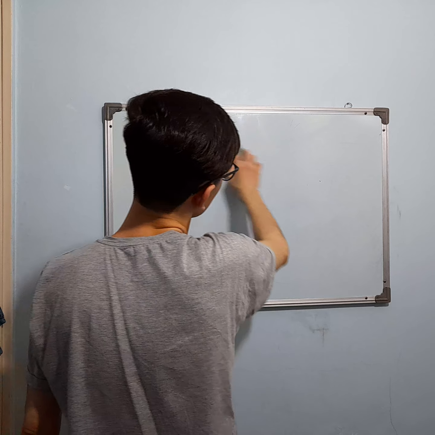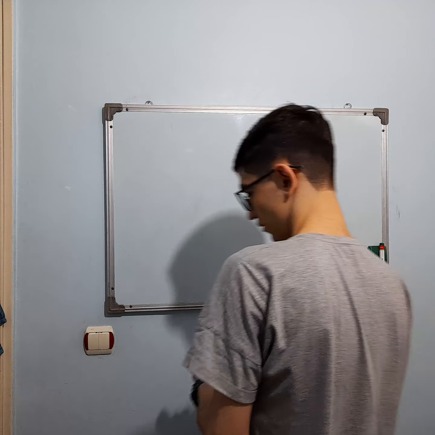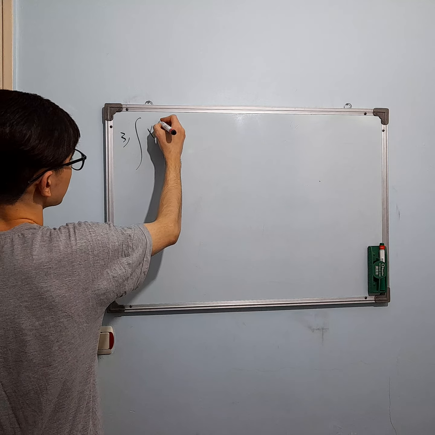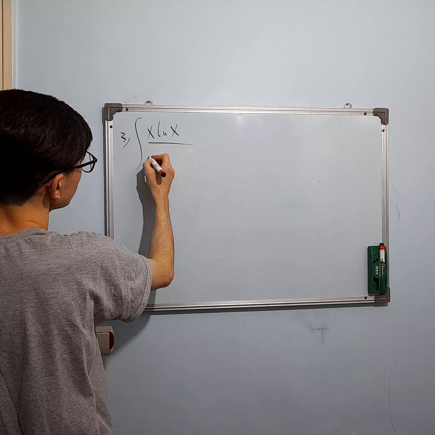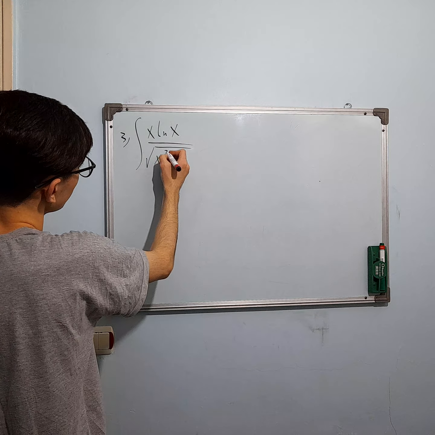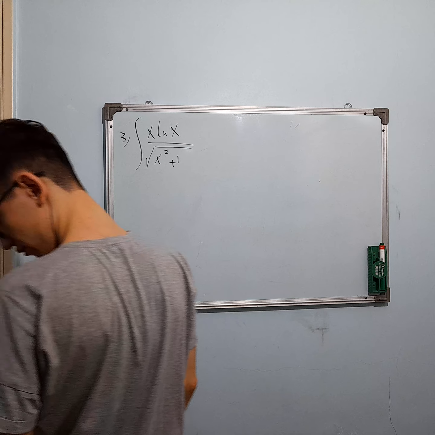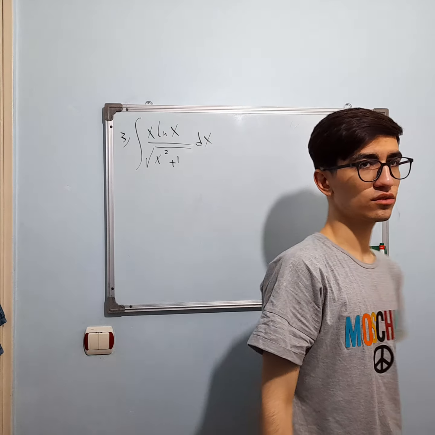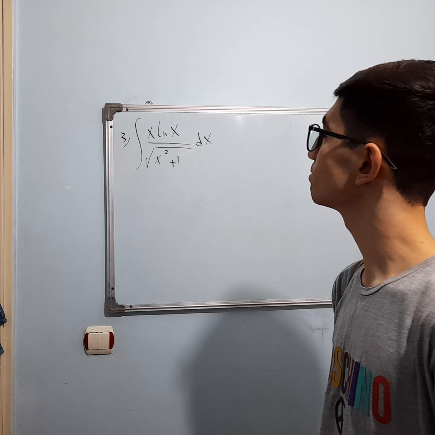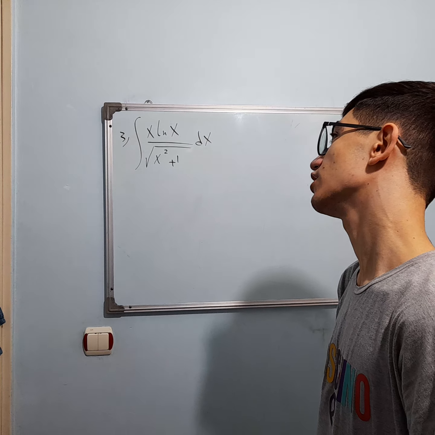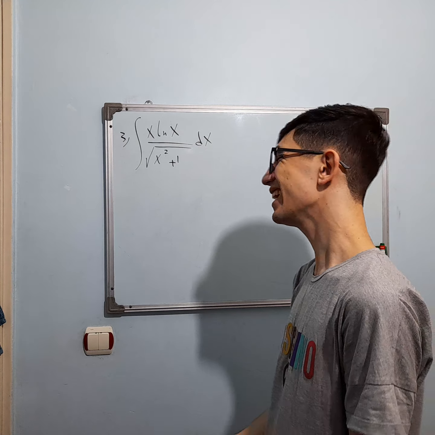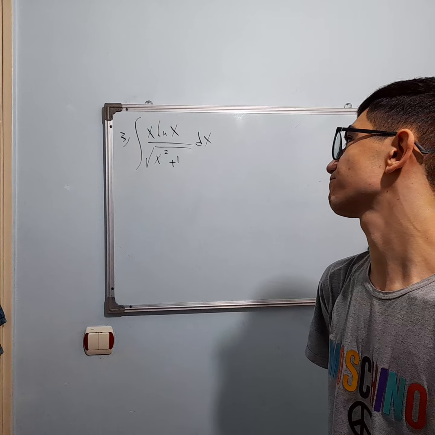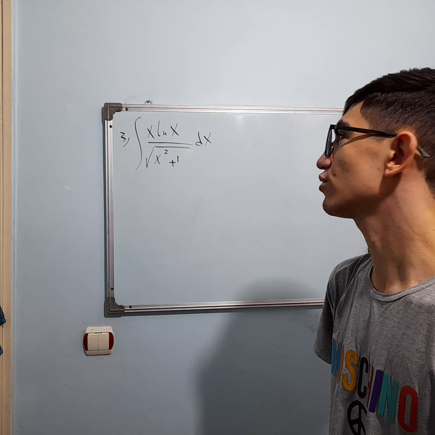The third integral is the integral of x natural logarithm of x over the square root of x squared plus 1 dx. Now what should we do? U substitution won't help us. What should we take as a u? It won't help. What else? No partial fraction, of course not.